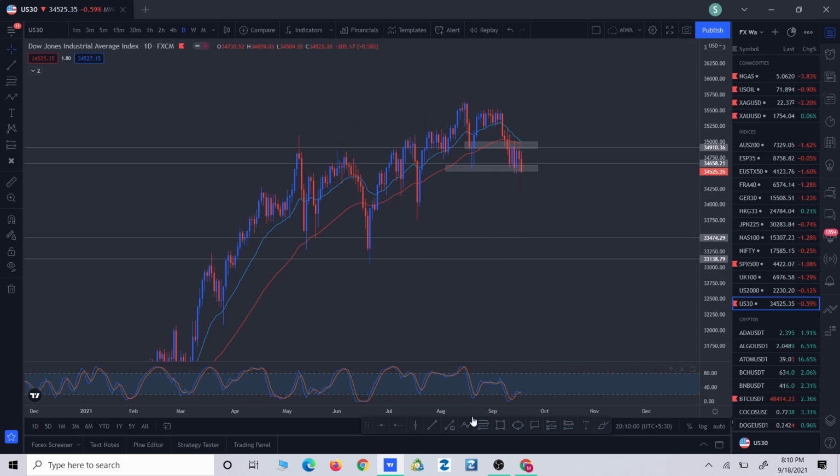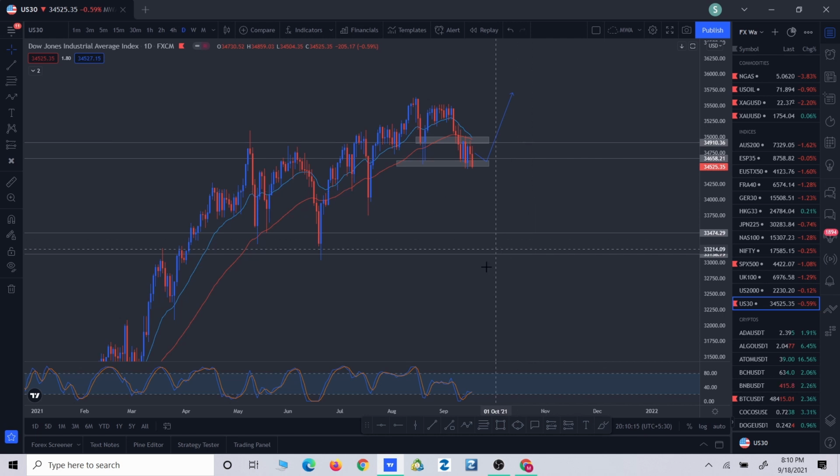Now, if we talk about the possible trading setups, right now the price is in the recently broken zone. So if you find some kind of rejections to the upside on the lower time frames, which are H4 and H1, then we can take long. This is going to be possible scenario number one.